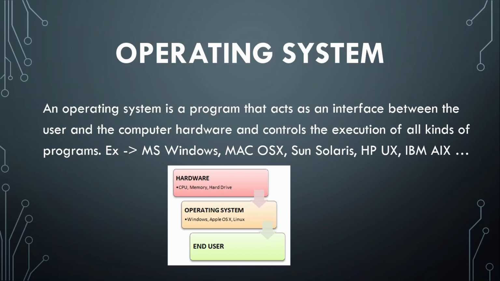So for example, we have Microsoft Windows, Mac OS X, you have Sun Solaris. So by the way, if you don't know what these Sun Solaris, HP UX and IBM AIX are, these are called Unix operating systems that are basically created by these companies. And by the way, Sun is basically now owned by Oracle. So here there is a picture that I have given. So you can see at the very base you have the end user, and above that you have the operating system, and then you have the hardware. So that's how the communication goes on.